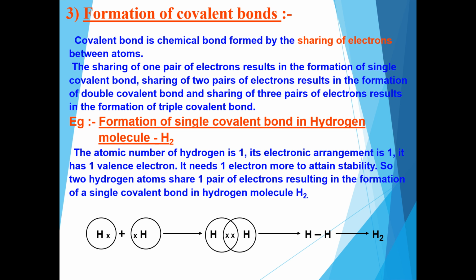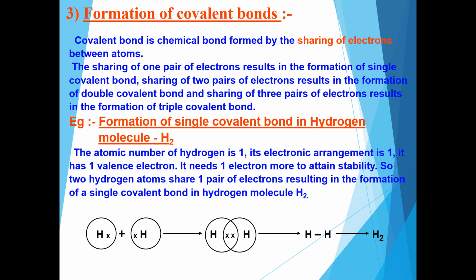We will do examples of all the 3 types, single bond, double bond and triple bond, one by one. First of all, let's do the formation of a single covalent bond by taking the example of the hydrogen molecule. Hydrogen has atomic number 1 and its configuration is 1 electron in the K shell. Because it has a single electron, that is the valence electron also. It needs one more electron to attain stability.